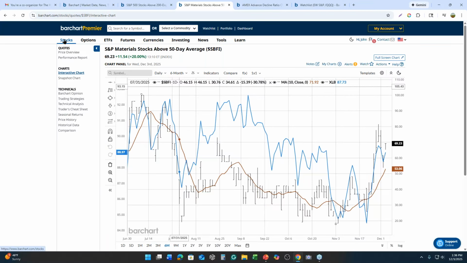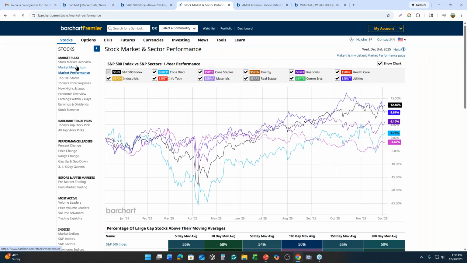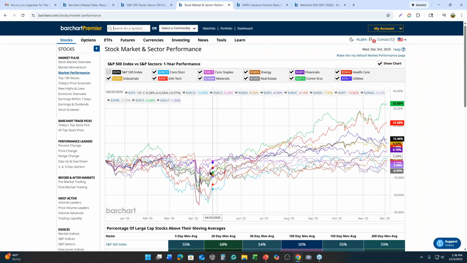Let's go back to market performance. And this is what this chart is. And this here is each of our sectors' performance. It gives it to you on a 1-year basis. And you can see here, right, the black here represents the S&P.